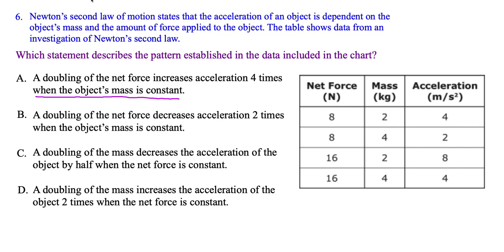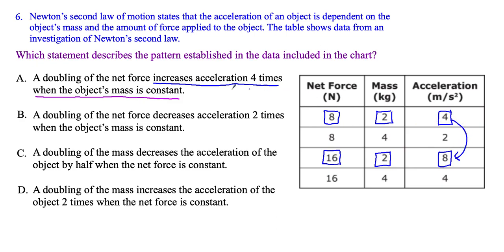Let's do this now. So the mass is constant here and here. And then it says there's a doubling of the net force, which is true. If you look at the corresponding net force, it doubles. So when the mass is constant and the net force doubles, does this happen? Does the acceleration increase by 4 times? Now we go to the acceleration. The corresponding acceleration is here and here.